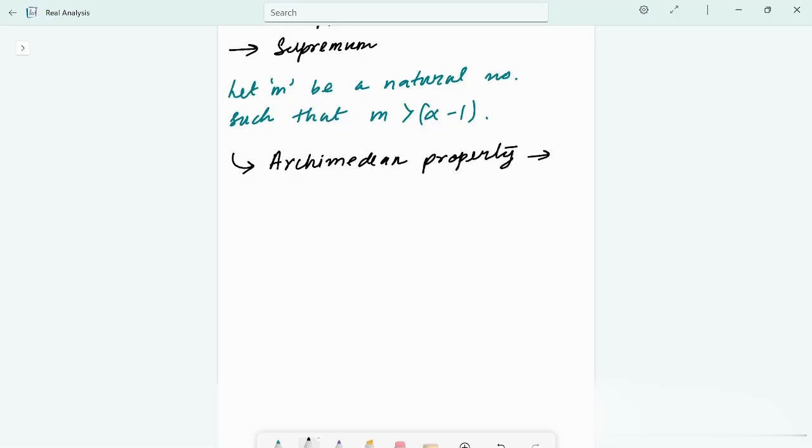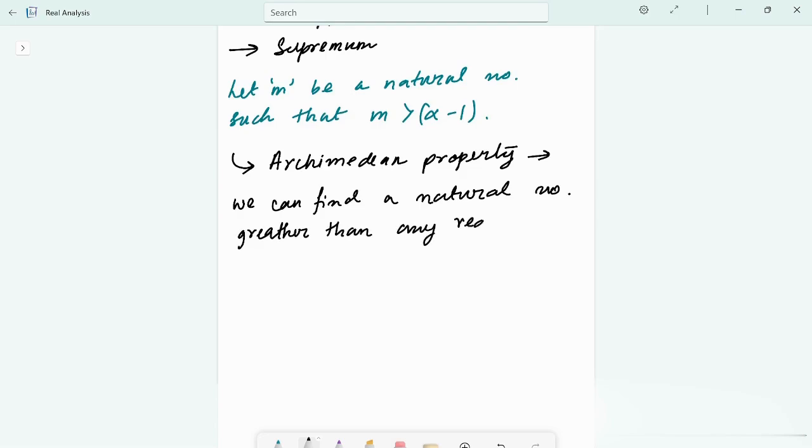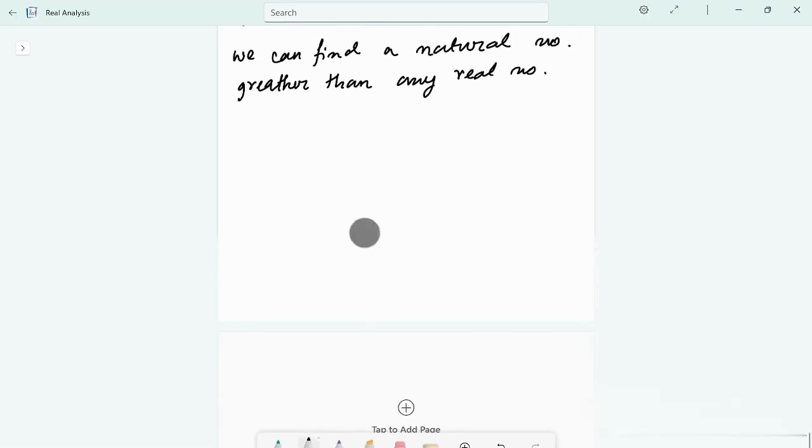What is the Archimedean property? The Archimedean property says that we can find a natural number greater than any real number, right? We can find a natural number greater than any real number. This is what the Archimedean property says. So by the Archimedean property, we can prove this statement. Now coming to the next one.